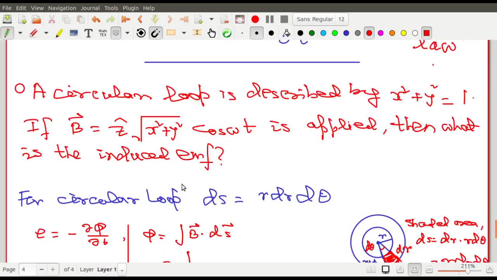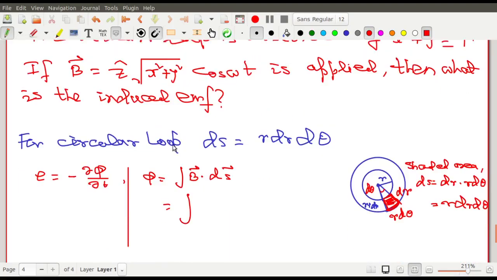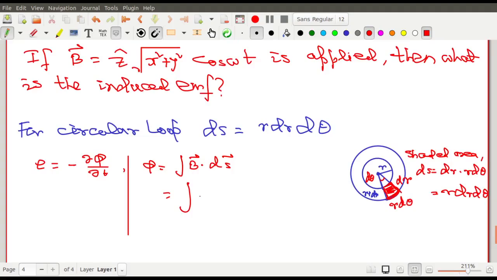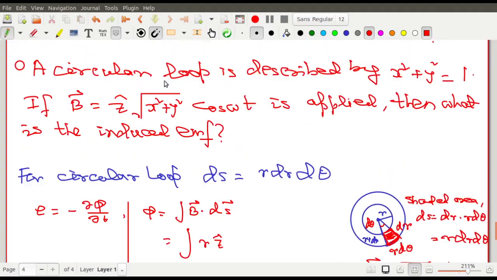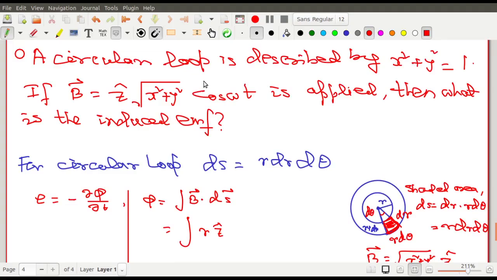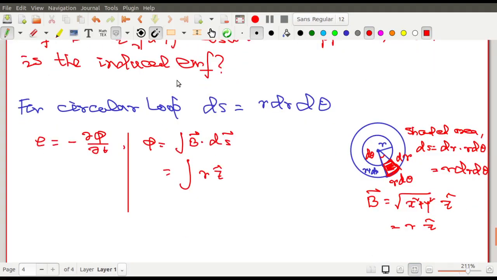So B is given by root over of x square plus y square. What can you do for this? As you know from the equation of the circle, you may write it to be r into z cap. So the B vector is root over of x square plus y square into z cap, or I write it to be r into z cap. That's fine. Well understood by you. Surely you understand, because x square plus y square is equal to r square. How do I understand? It is a circular loop. Clear? Absolutely clear.